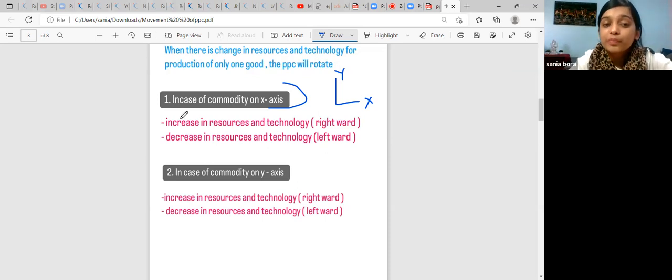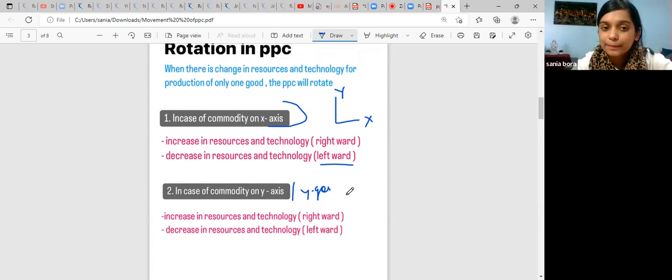Clear? So, for the X axis, an increase in resources or technology will be a rightward rotation, and a decrease in resources will be leftward, for the X good. In case of the Y good, if there is an increase in resource, the rotation will be rightward, or you can say upward. And when there is a decrease, it is going to be leftward, which is downward as well. So you can write upward or downward, or rightward or leftward.